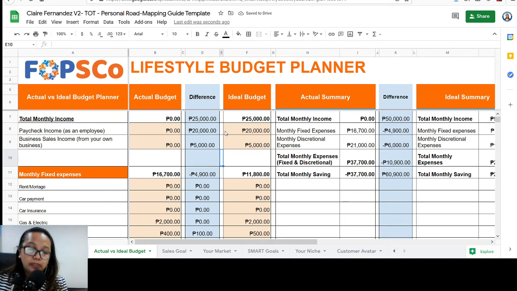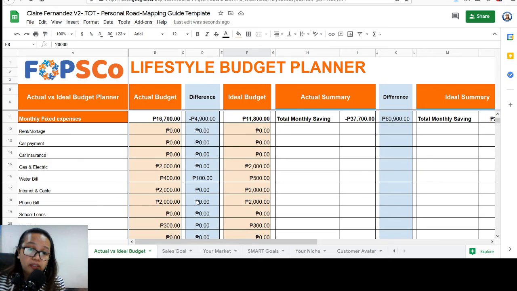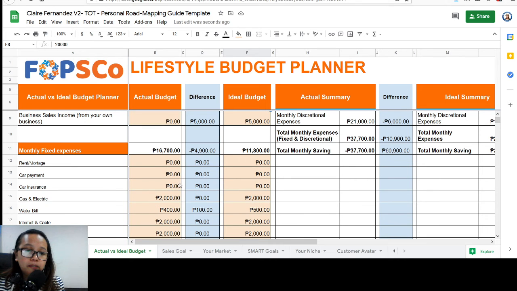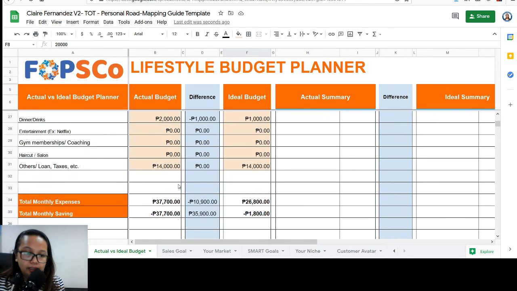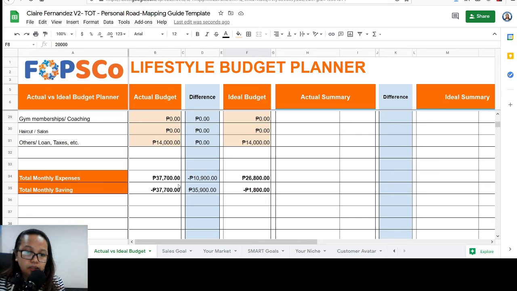For example, if you don't have a job right now, and your ideal budget, meaning this is your plan, is that you'll come up with 20,000 pesos income per month and 5,000 from your business ventures, you'll have an ideal budget of 25,000. So it will now make a positive difference here. So what about the monthly fixed expenses? Okay, so just check this out.